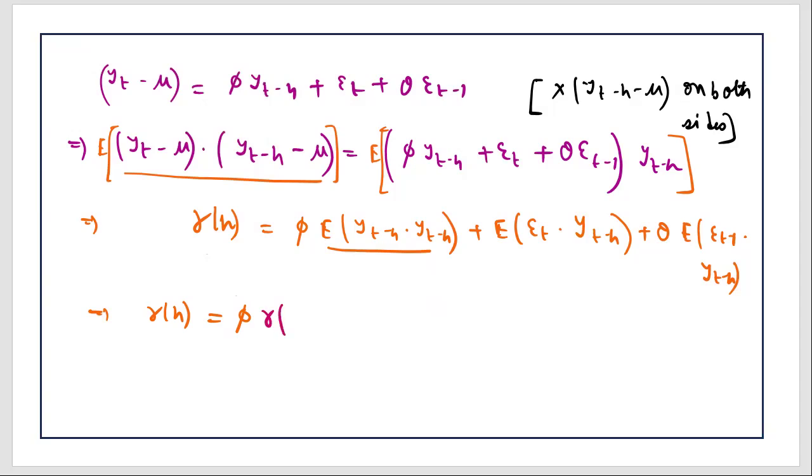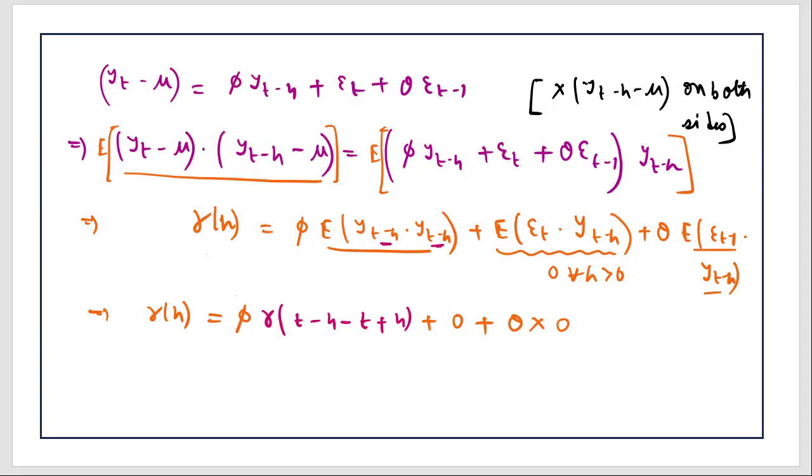Then phi. Now how do you explain this particular thing? Take the suffix into account, t minus 1, and then minus of the next suffix, which is t minus h. So this suffix minus this suffix will give you the gamma. Now plus. Can you say what this thing is? This will be absolutely equal to 0 for all h greater than 0. This also we have explained multiple times. And then you have theta into expectation of epsilon t minus 1 and yt minus h. And this will be 0 only if, what will be the restriction? If h is greater than 1.